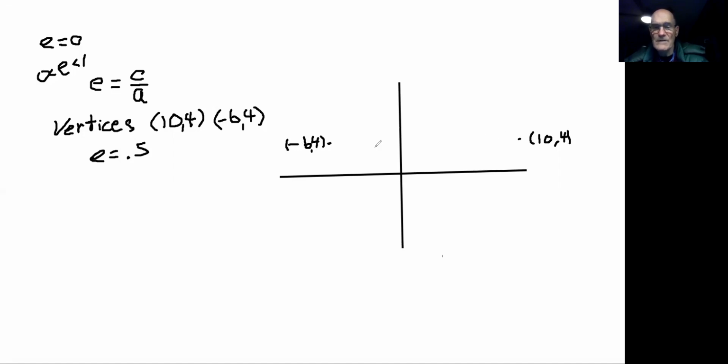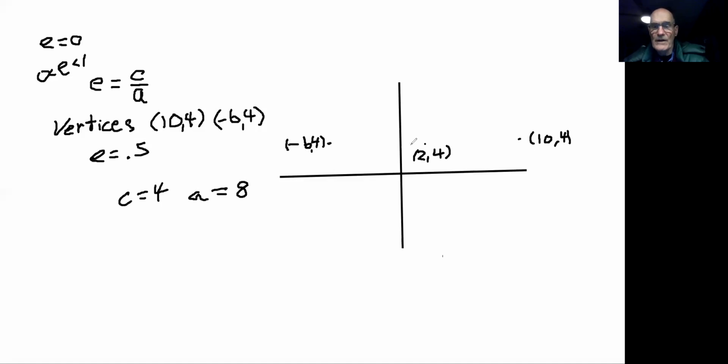If I take the average of 10 and minus 6, that would be 2. So my center here is at 2 and 4. That means A is 8. So then I can tell my eccentricity is 0.5, which means C is 4, because 0.5 times 8 is 4.